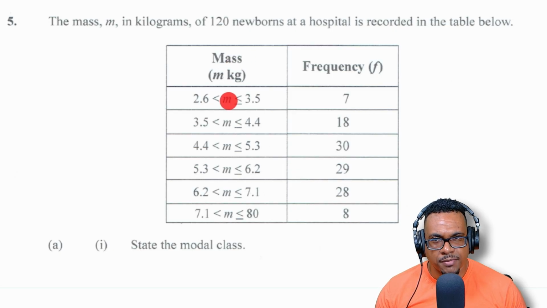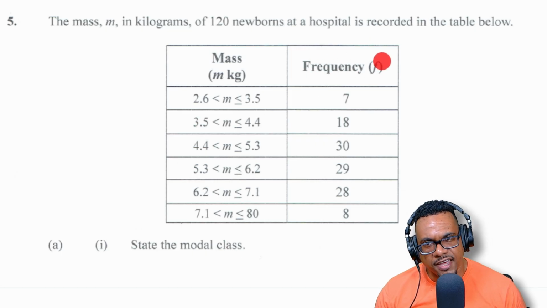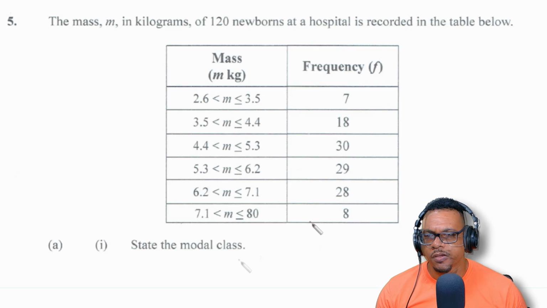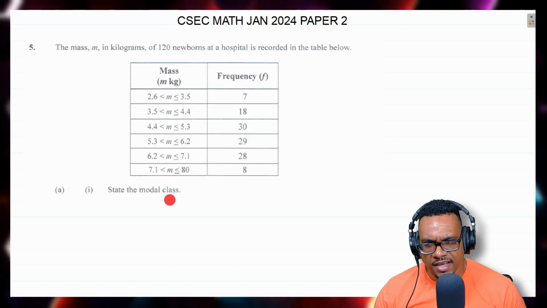So this m here is the mass, and what this class interval is saying is that the mass here is greater than 2.6 kilograms and less than or equal to 3.5 kilograms. So this would be a lower class limit, and this would be an upper class limit. And of course, here we have the frequency f. So we have 7 newborns within this class interval, 18 newborns within this class interval, and so on. Now here for part A, part 1, we want to state the modal class.